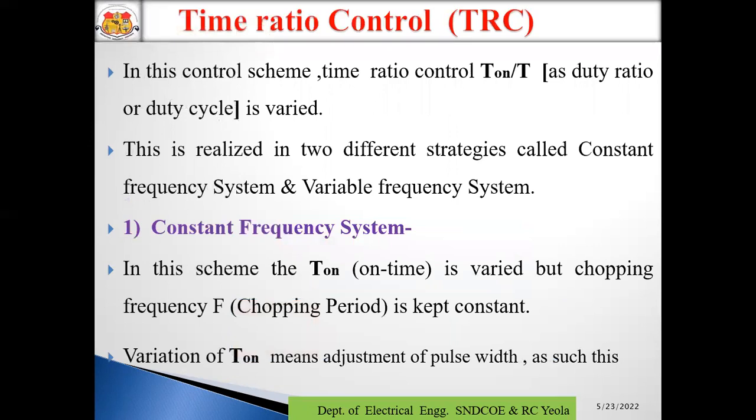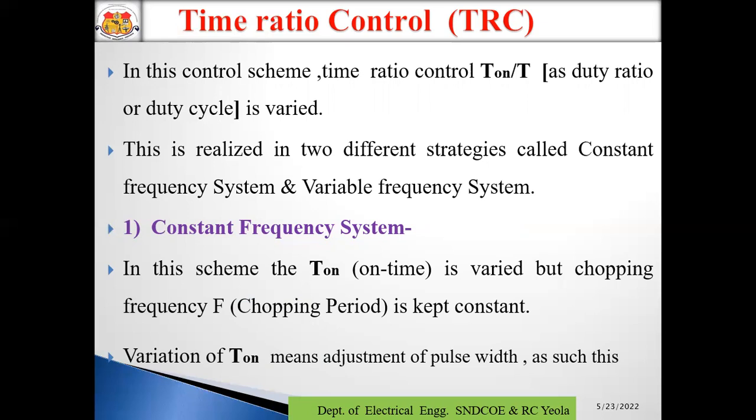First, let us consider the time ratio control, the TRC. In this control scheme, the time ratio T on by T, that means the total time period, is the duty ratio or duty cycle, which is varied. Capital T is the total time period, which is T on plus T off. So we can vary the duty ratio or duty cycle. T on by T is the formula for the duty cycle or duty ratio.